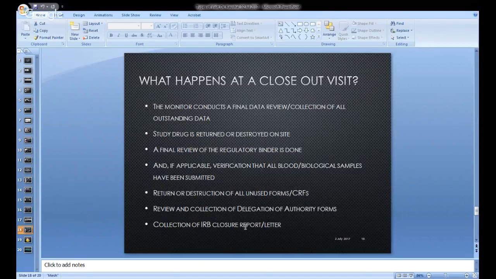Collection of the IRB closure report. IRB, Ethics Committee. So the closure report or letter, if you have procured a copy, carry it with you, because that will be the final document that goes into your file. Before this document goes into the file, ensure that all the documents are already in the file, and this is the last document going in.